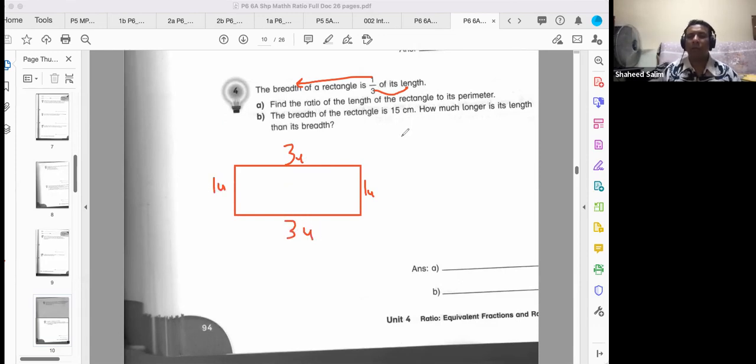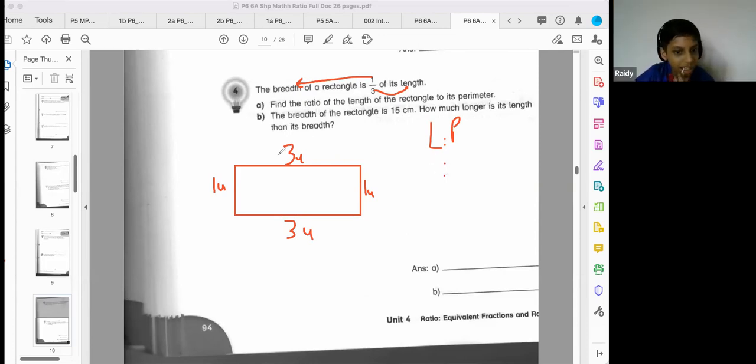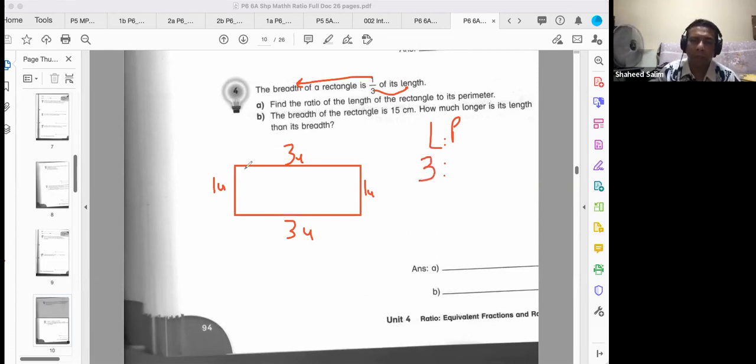So now they want the ratio of length to perimeter. So how much to what? 3 out of 8. See, the length is 3 units. The perimeter you must add 3 plus 1 plus 3 plus 1, which is 8. Finish. 3 is to 8. You can see, right? Hilwa, you get it?